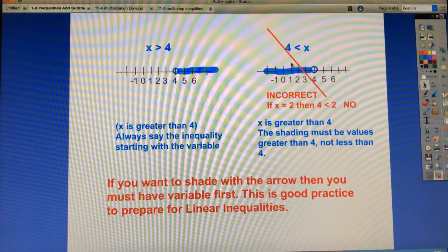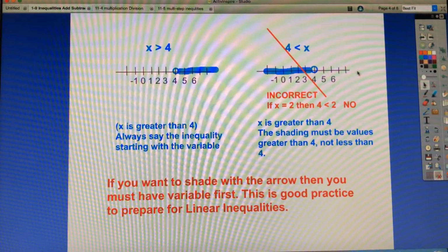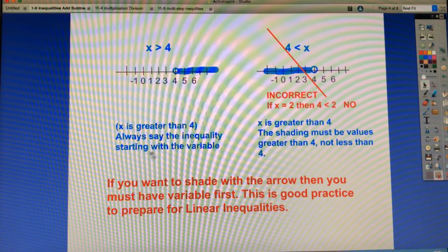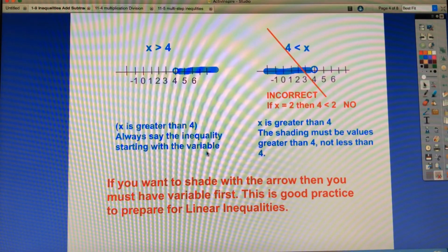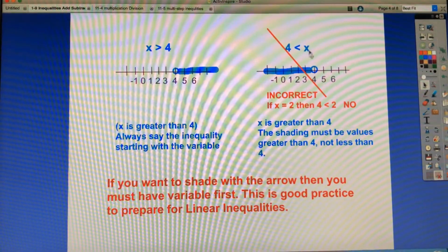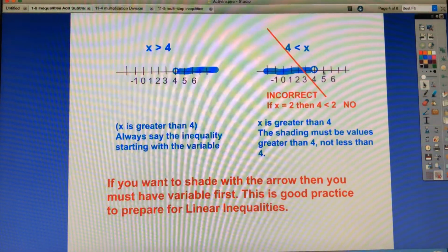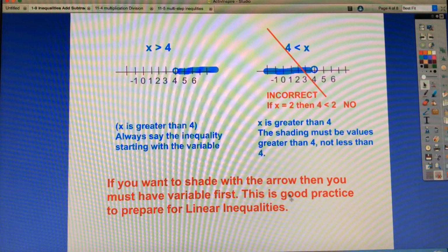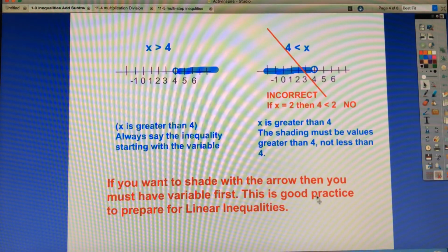You must move the x over, otherwise everything has to be inverse. X is greater than 4. Always say the inequality starting with the variable. So even if the variable is on the right, start with the variable. X is greater than 4. Then you know greater than means shade right. If you want to shade with the arrow, then you must have the variable first.